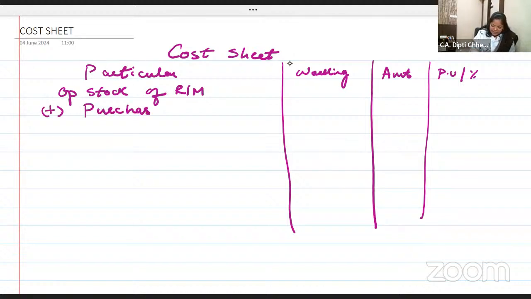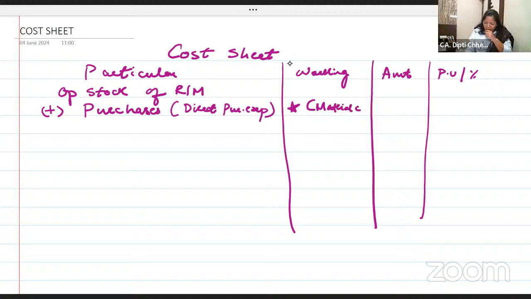Add purchases. When you add purchases, you add direct purchase expense. Are you writing with me? Opening stock of raw material is already there. Add purchases. Ma'am, while purchasing raw material, I paid carriage inward, I paid freight, I paid GST, and I'm not going to claim input tax credit. So add all that. This part in detail I will teach you in the material chapter. Okay. Now add purchases, done.